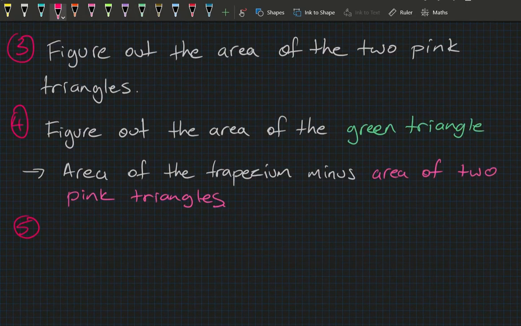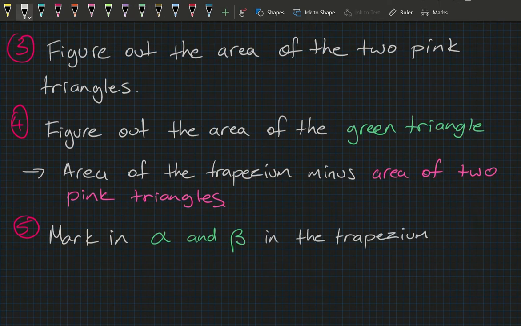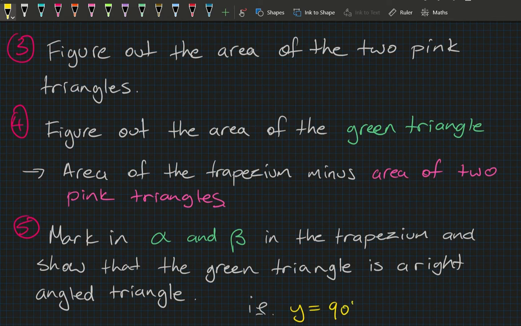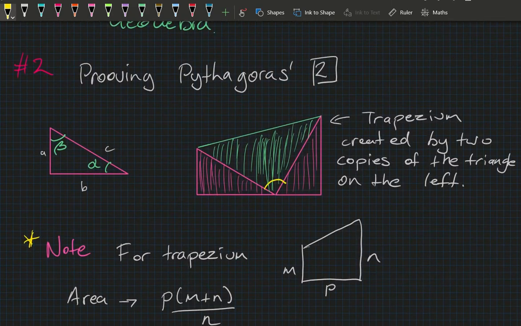So in step 5, you can mark the angles alpha and beta in the trapezium and show that the green angled triangle is a right angled triangle, i.e. y is equal to 90. And let's mark that y in on the picture.